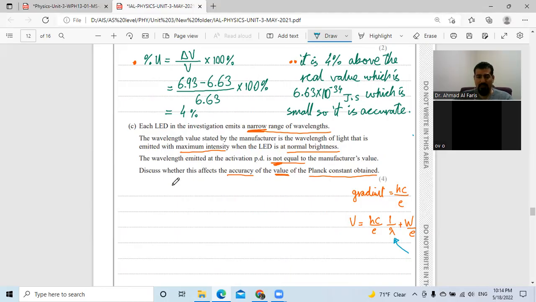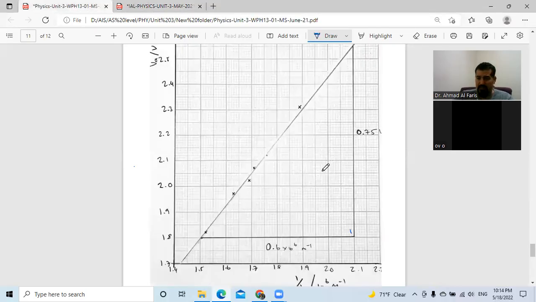So that means all the values will be shifted to the right. And maybe the small values will be shifted more to the right. That means the line will get less steep, the gradient will be less. So that affects the value of h, since this V remains constant, right? So let's look at the mark scheme, what they said here.